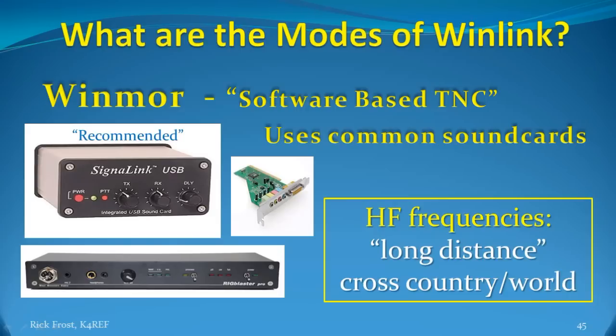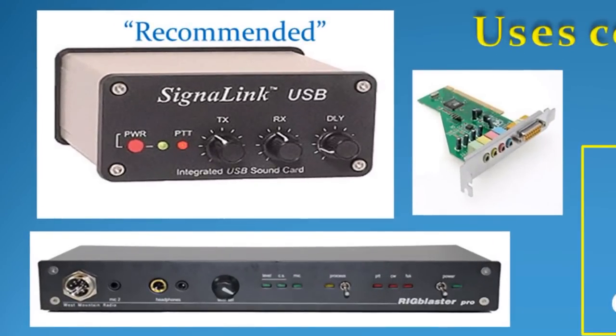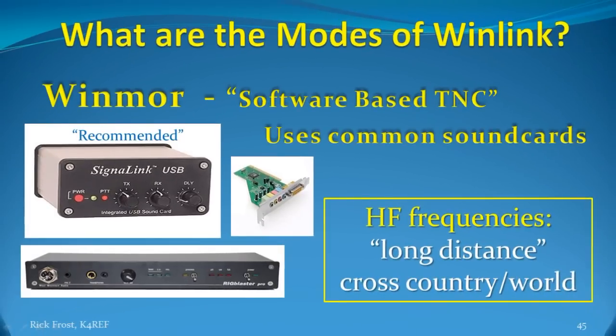Since many computers' built-in sound cards don't have optimum performance for this process, an external shielded sound card is usually recommended. The most popular one is called a SignalLink. Additionally, you'll find other interfaces like RigBlaster. One additional nice feature of these external sound interfaces is that they have volume controls for easy adjustments. WINMOR's biggest disadvantage is that it transfers email at a much slower rate than PACTOR, but the good news is that it's very inexpensive to acquire.